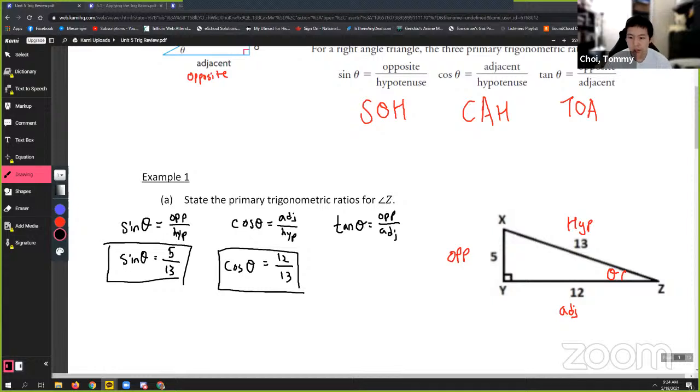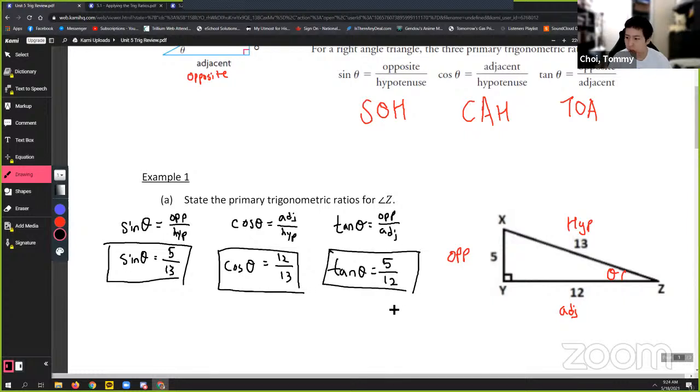All right, you should be done. And we got some answers in the chat. Let's check those answers. Opposite is 5, adjacent is 12. So tan theta is 5 over 12. Perfect. So if you wrote 5 over 12, you are correct.